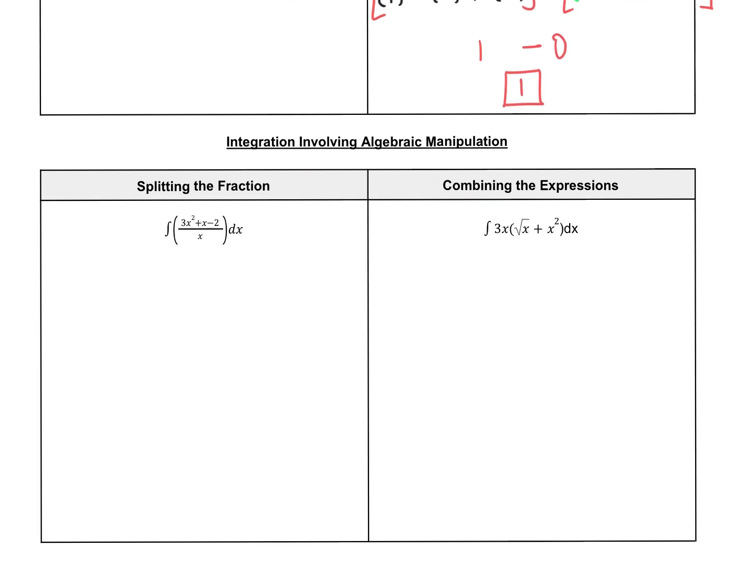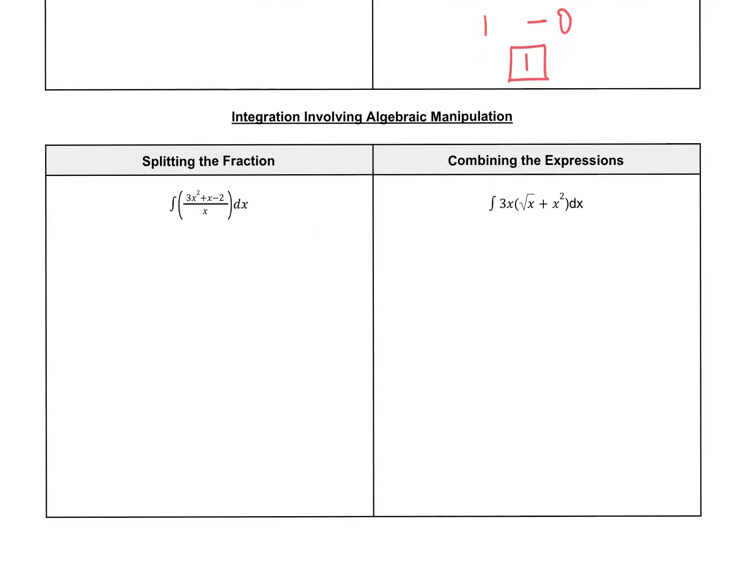Okay, other types of algebraic manipulation that would be involved are concepts called splitting up a fraction or combining the expressions. So in the form that these two are in, we can't just add 1 to the power and divide by the power because it looks like it's in a weird form. So if we split up the fraction, it'll actually make taking the integral a little bit easier. So we're going to divide each of these three pieces by x. I'm just going to draw it out and write it. So we have 3x squared divided by x plus x over x minus 2 over x dx.